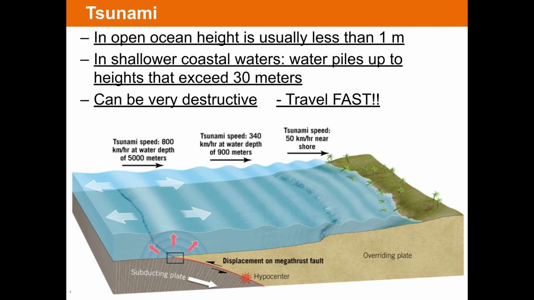These tsunamis usually happen in the open ocean far away from land and then continue to escalate. An open ocean height differential of a meter can pile up to heights exceeding 30 meters by the time it hits land, moving at incredibly fast speeds. Here we have tsunamis going 340, 800 kilometers per hour, super fast. If an earthquake happens off your shore and you live on that shore, you need to be worried immediately.